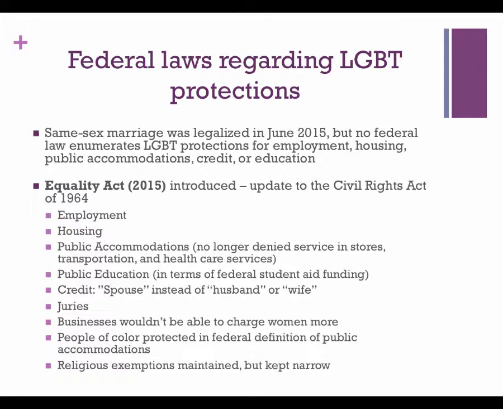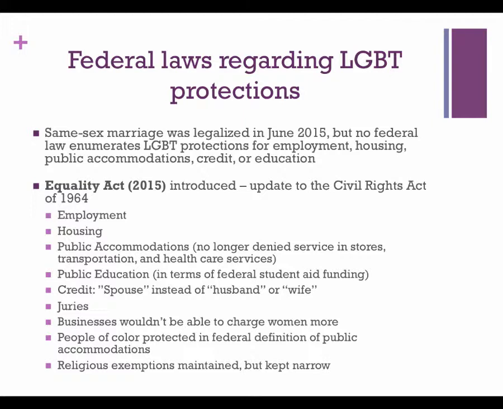So this is what the new Equality Act would do. What would it change? Well, for employment, any employer with at least 15 employees would be prohibited from discriminating on the basis of sexual orientation and gender identity. There would be no religious exemption to discriminate against such employees, and all federal employees would be protected under the law as well. In terms of housing, the Fair Housing Act would be amended to ensure that LGBT people could not be denied the sale, rental, or financing of housing.